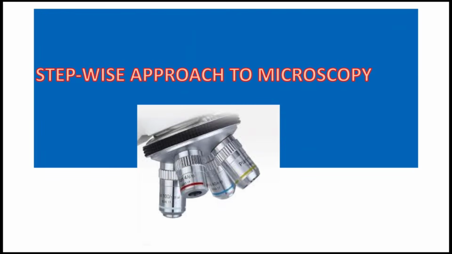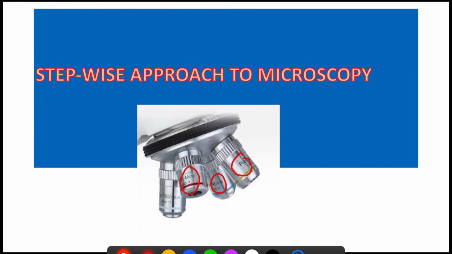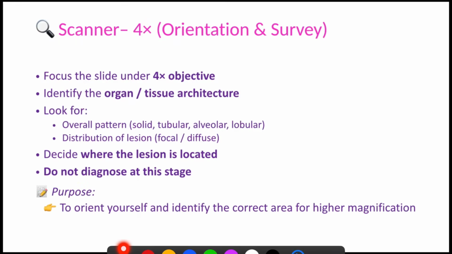As you all know, there are four types of lenses in a microscope. So this is 4x, the scanner view, 10x low power view, this is 40x high power view, and this is oil immersion. In histopathological examination, we are going to use 4, 10 and 40x. There is no use of 100x in histopathological examination.